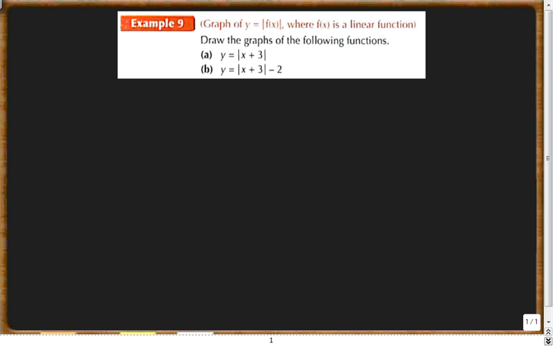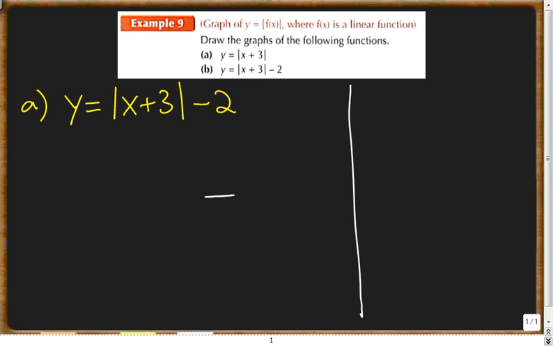Example 9 asks us to draw the following functions, where we have these different linear functions going on. So A gives us y equals the absolute value of x plus 3 minus 2. So what you have to understand is that an absolute value has to be positive. But it is based off of a normal graph.